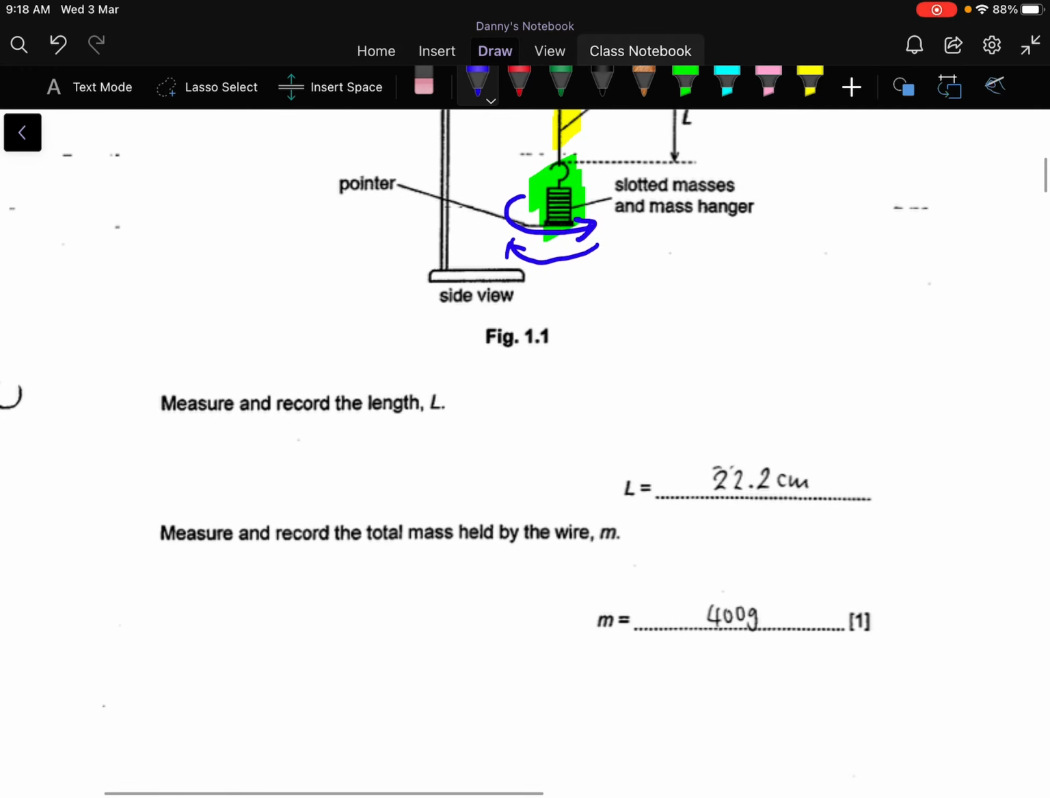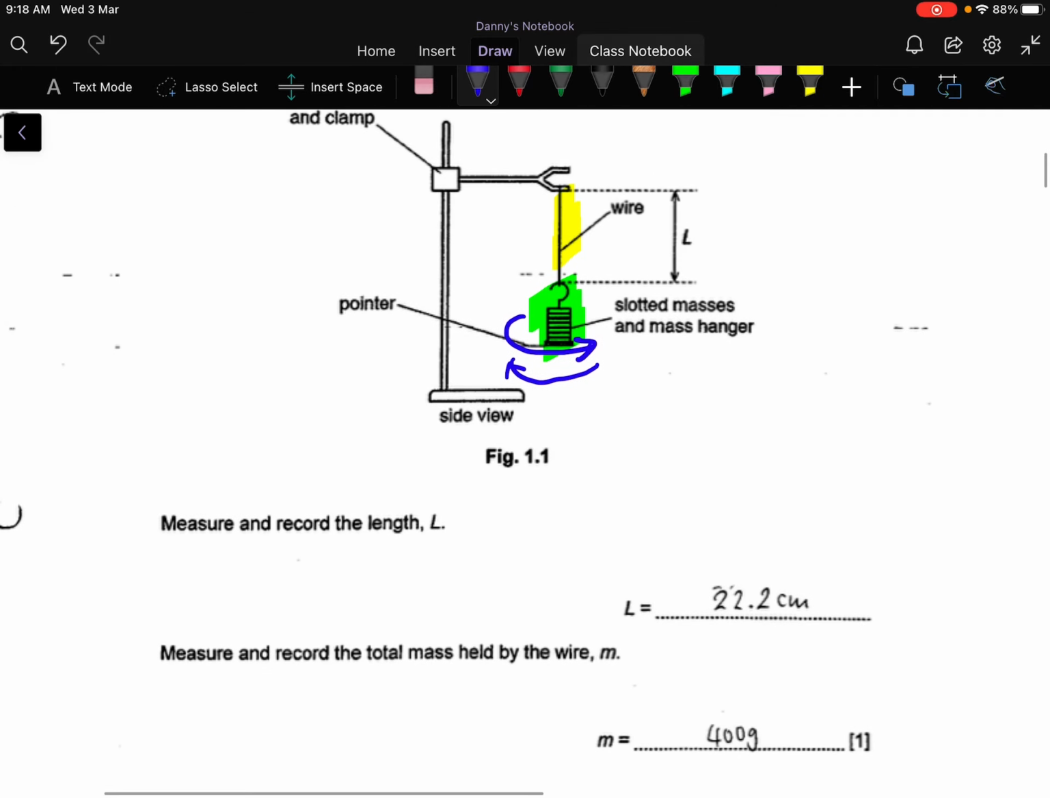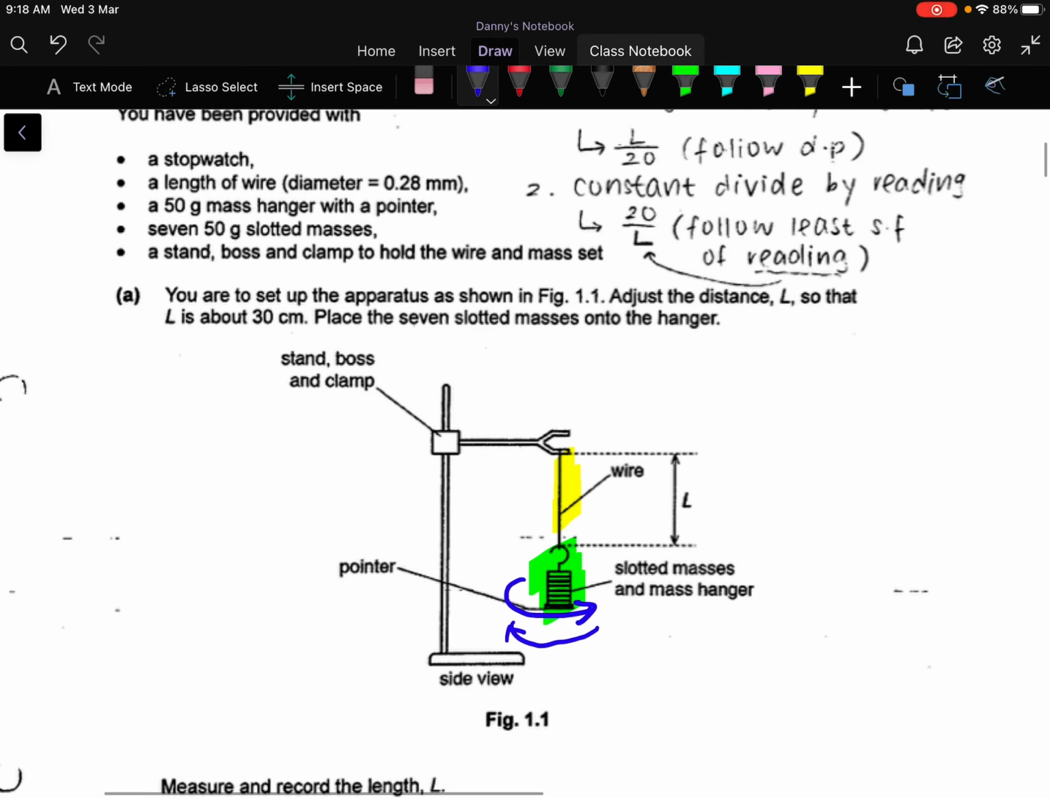So let's take a look. First you need to measure the length of the wire. For the length of the wire, they have told you to adjust the distance so that it is about 30 cm. When you see this, what is the meaning of 30 cm? It means that it is acceptable to get 29.5 cm to 30.4 cm. So we accept this range.